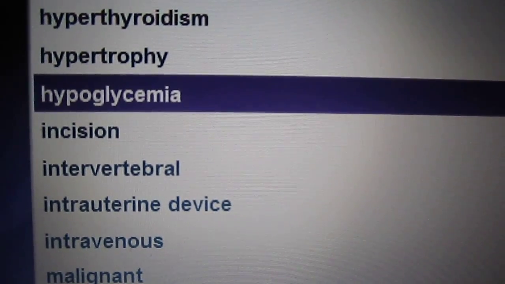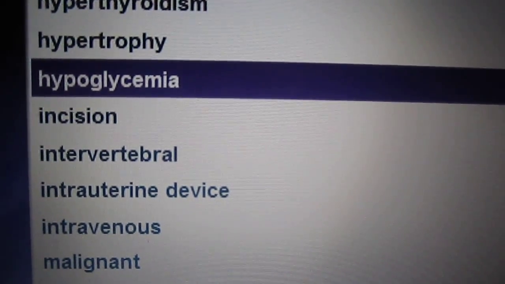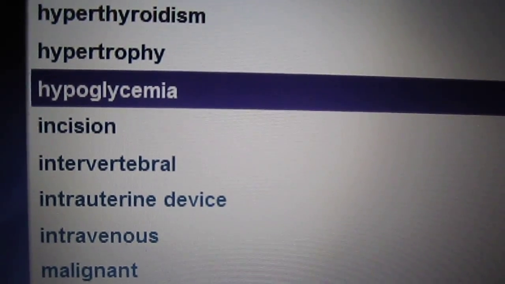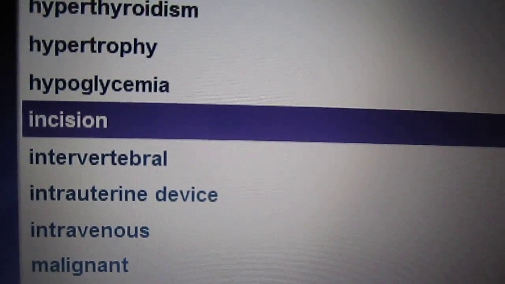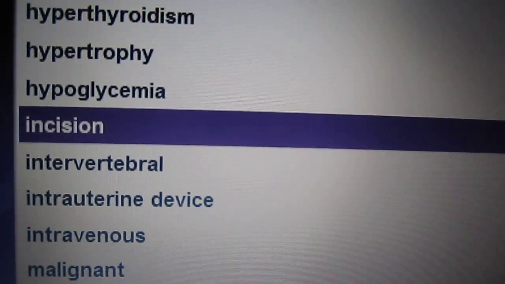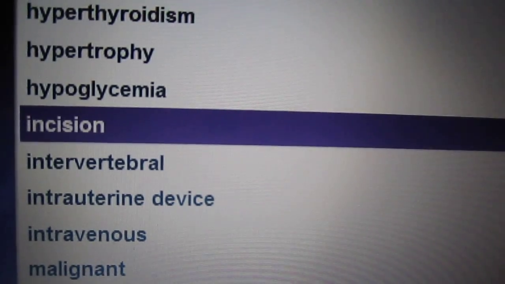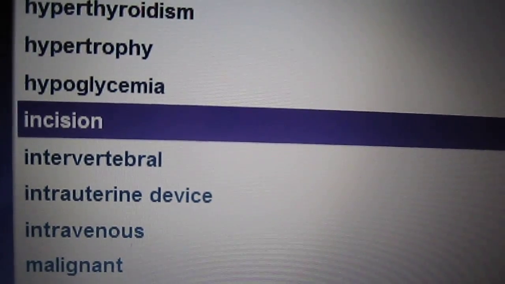Hypoglycemia. Hypoglycemia is a condition of decreased blood sugar. Incision. The prefix "in" means into. An incision is the process of cutting into an organ or body part.